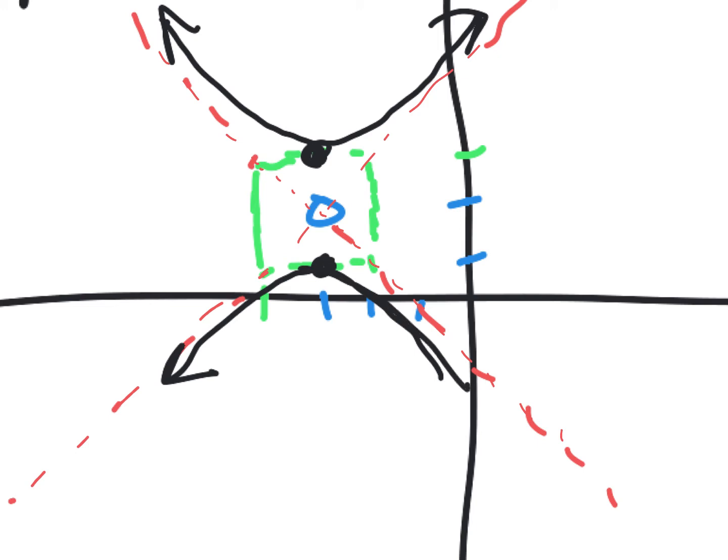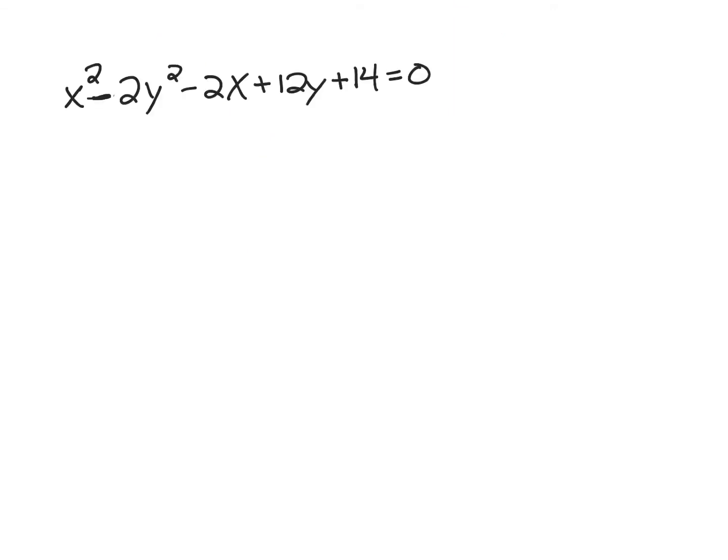That's the process of graphing these things. Okay? So you've had an example of a vertical and a horizontal. Now let's practice completing the square to put it in standard form. Okay, let's practice completing the square to put this thing in standard form.